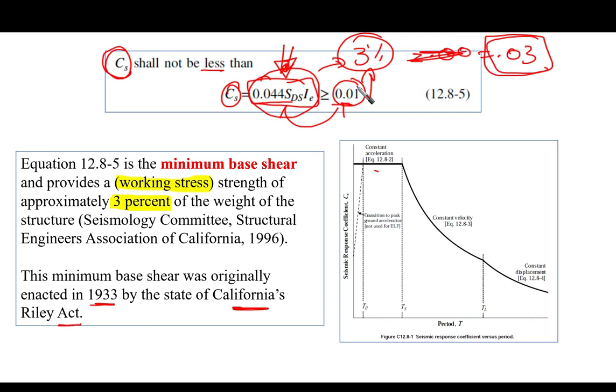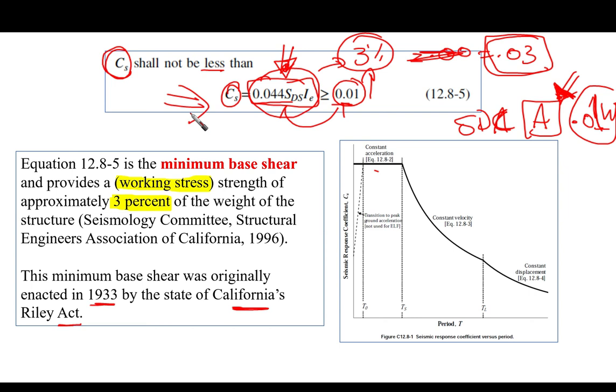And this is consistent with, do you remember seismic design category A? When we design it, we do not design it for any seismic shear. We design it only for integrity based on 0.01 of the weight. So this is the minimum that we should maintain here. And it represents about 3%, the minimum base shear.